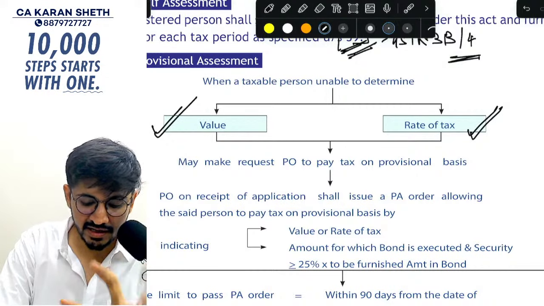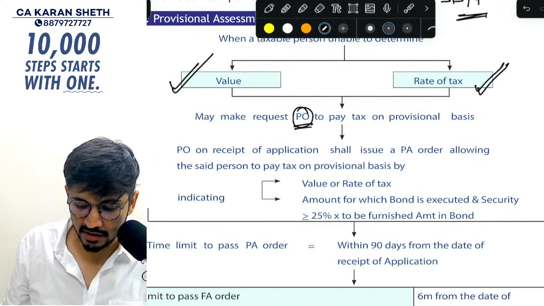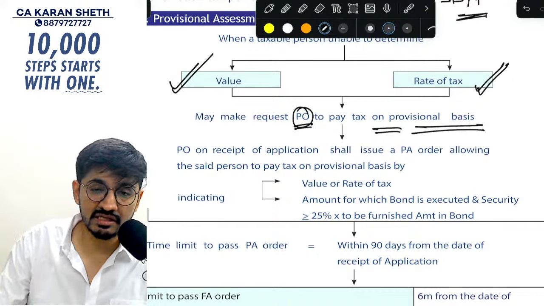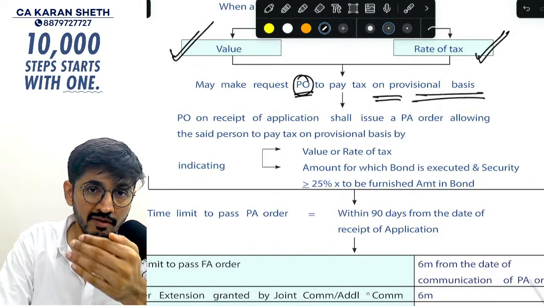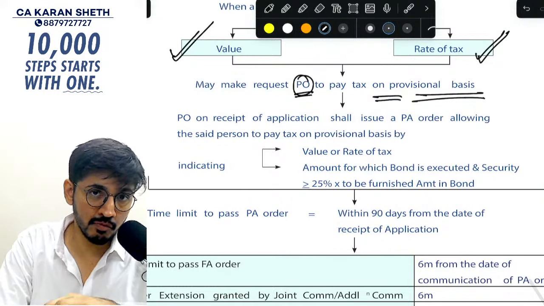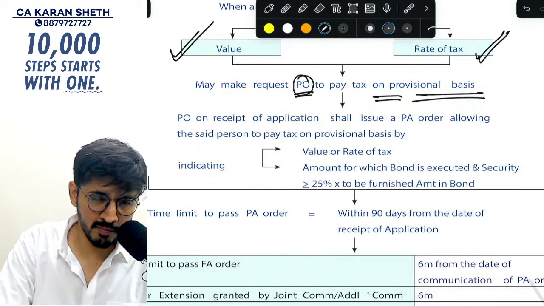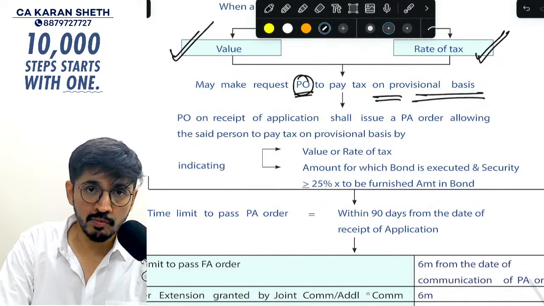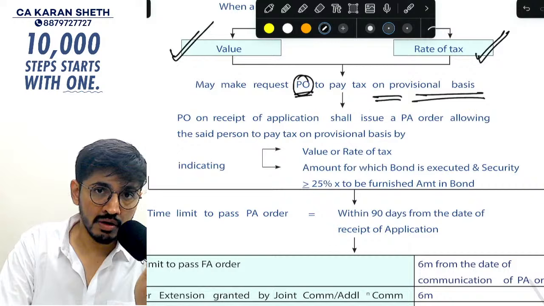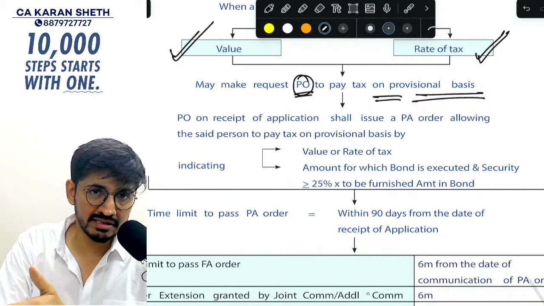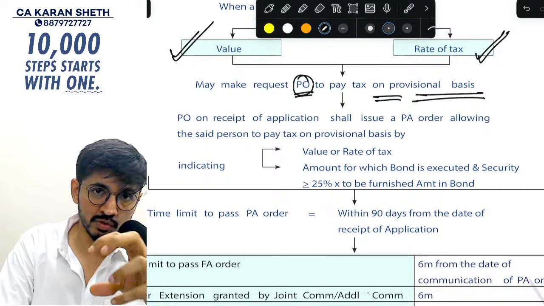Now, if you are unclear about either of them, then you make a request to the proper officer to assess this provisionally for you. So you have given the job that you were supposed to self-assess, but since you are unclear, you are seeking clarity from the proper officer and asking them to provisionally assess tax for you, and then later there will be a final assessment, and whatever the consequence is, you will have to bear it.